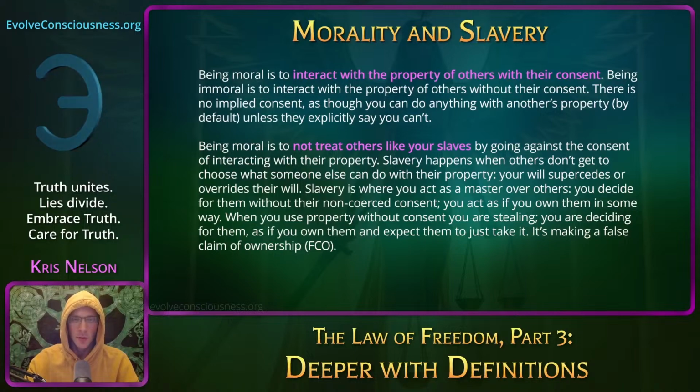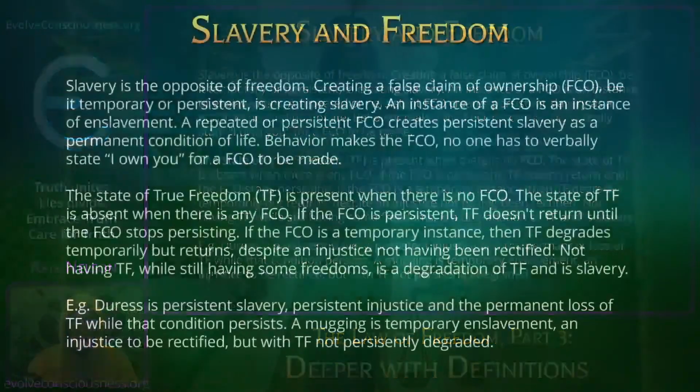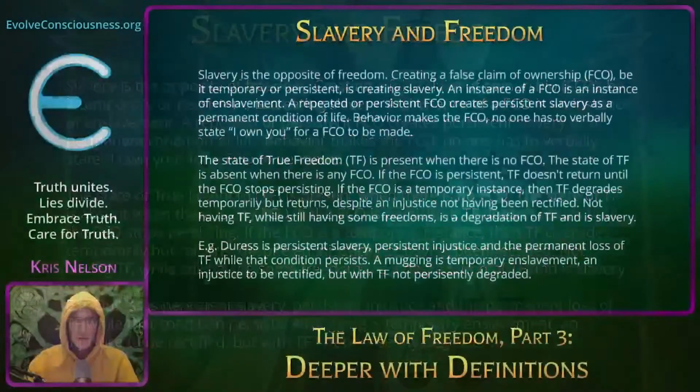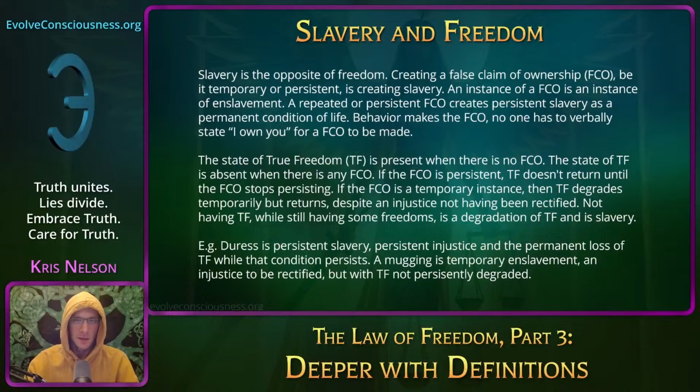When you use property without consent, you are stealing. You are deciding for them, as if you own them and expect them to just take it. It's making a false claim of ownership. Slavery and freedom. Slavery is the opposite of freedom. Creating a false claim of ownership, be it temporary or persistent, is creating slavery. An instance of a false claim of ownership is an instance of enslavement. A repeated or persistent false claim of ownership creates persistent slavery as a permanent condition of life.